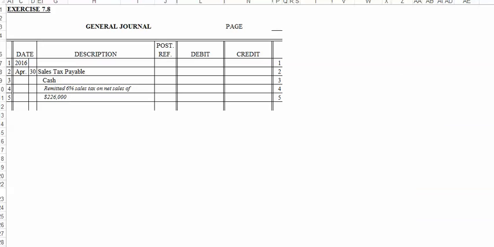All right, so then we just make the entry here: the debit of sales tax payable and the credit of cash. And the little note here even reminds you, I left that there so you could be reminded that we used net sales and 6%. Okay.